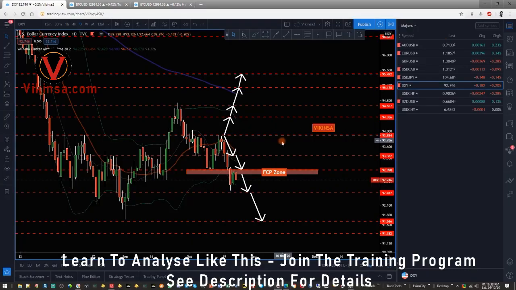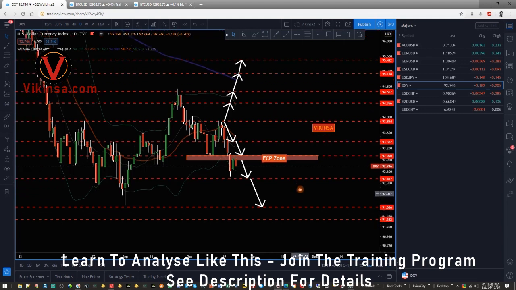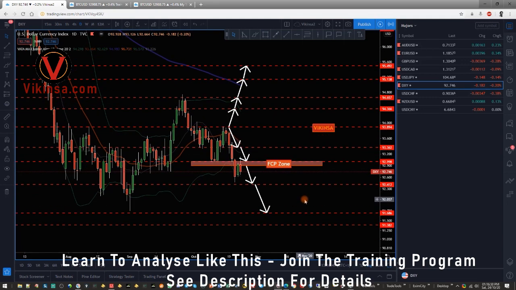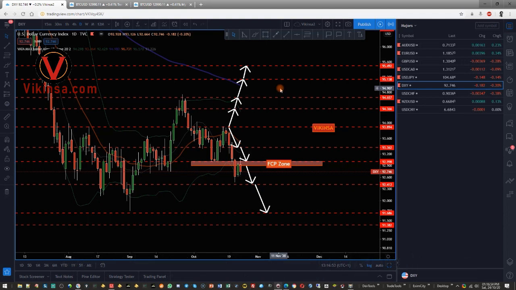Okay, now this is DXY. DXY still has a possibility of going down to 92.412. It can continue a little bit further down. And remember, there is a lot of volatility coming, so it can be up and down, taking stops. There can be stop loss hunting up and down, and there can be a lot of volatility as well. Okay, so what can we do?